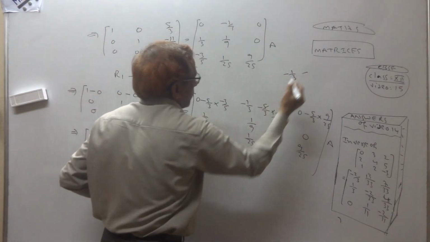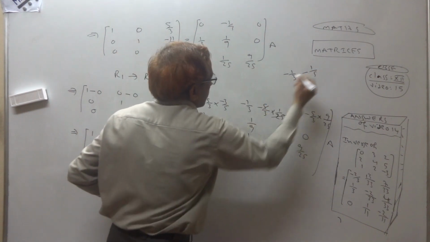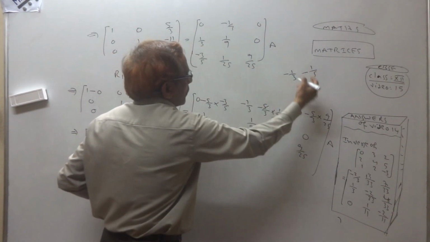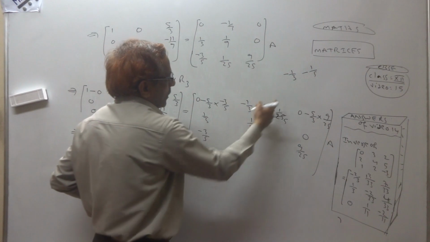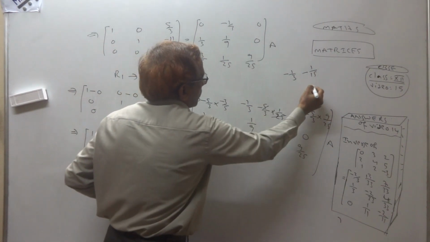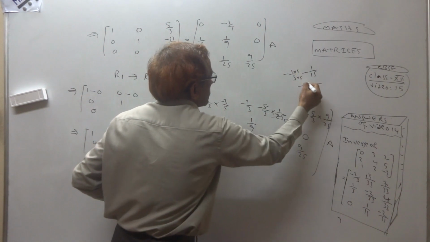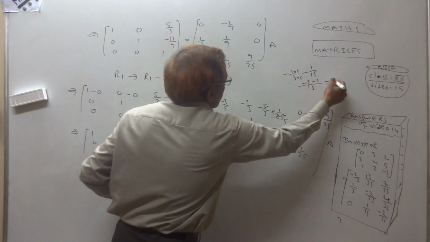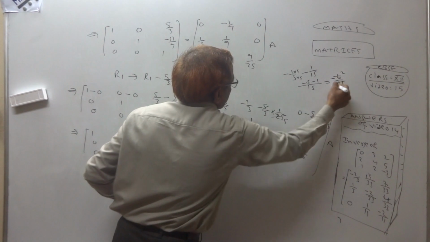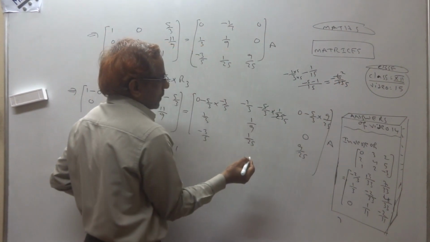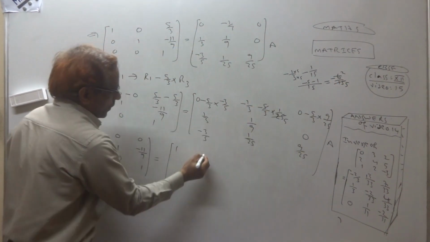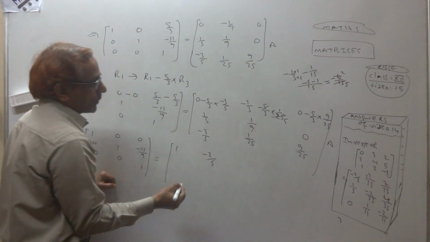Minus 1 by 3, minus 1 by 15. These calculations we can do here. Minus 1 by 3, minus 1 by 15. So make it into 5, into 5. So 15 is the LCM, minus 6 by 15. So how much is that? This calculation, you are getting minus 2 by 5.